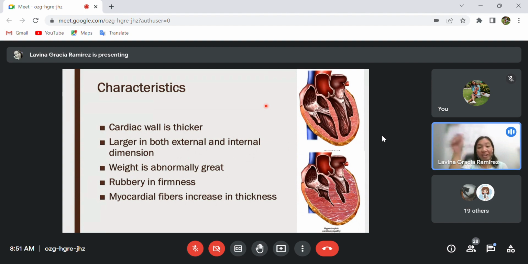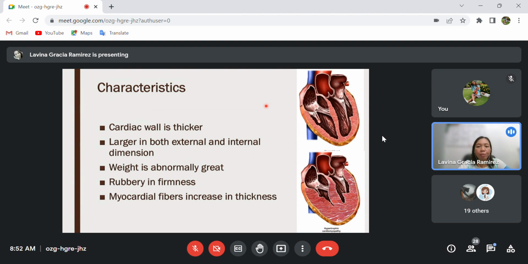Weight is abnormally great. That's why in pathology, especially in doing the necropsy, I want you to have your weighing scale. That is for you to know whether the tissue ay lumaki o hindi. Kasi it's very difficult na, merong megaly dyan. Paano mo siya masusuportahan? So rubbery in firmness, especially if you hold that, makikita mo naman by touching. And then myocardial fibers increase in thickness. So yan yung mga makikita nating changes, okay, morphologically.